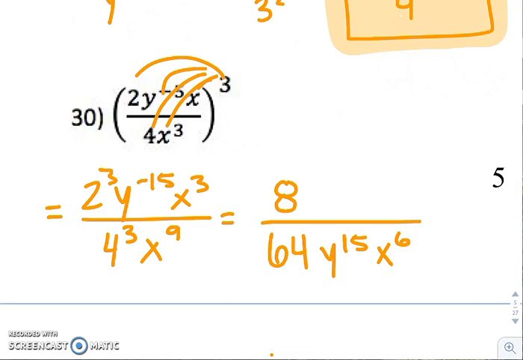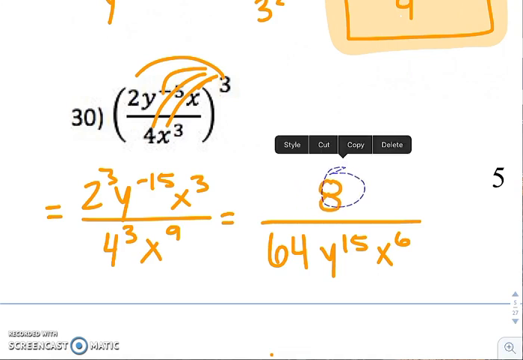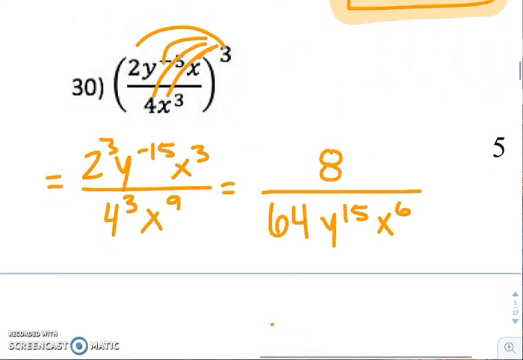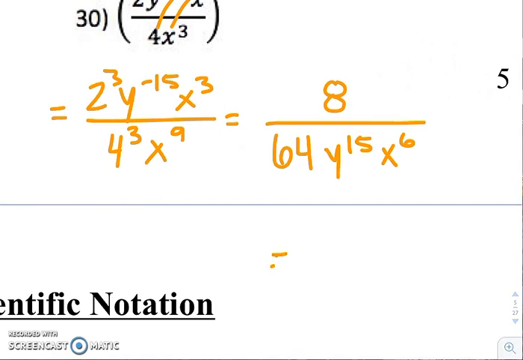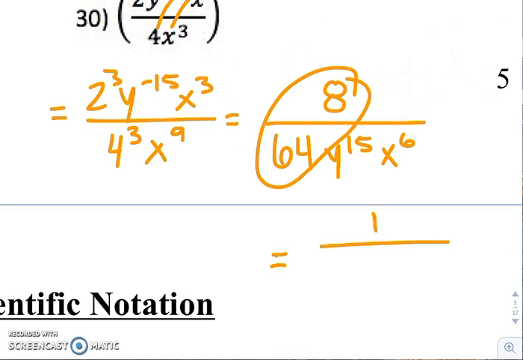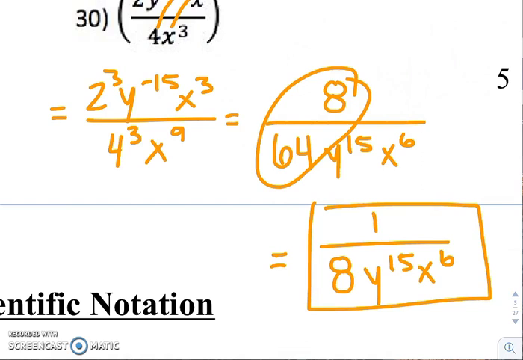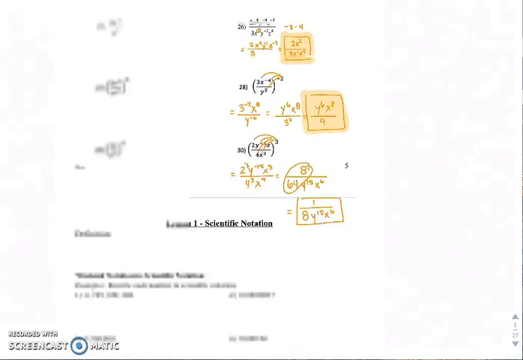So here's the only thing we have to do here. In this particular problem, we've got 8 over 64. 8 over 64 reduces. You can divide both those values by 8. 8 divided by 8 is 1. 64 divided by 8 is 8. So we just want to make sure our final answer is completely reduced with no negative powers in our final answer.